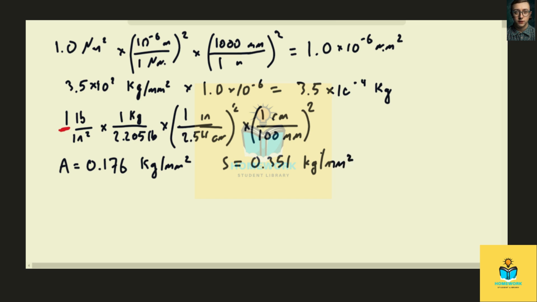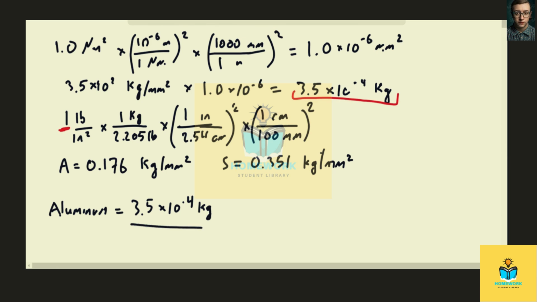Now, using this value right here, I'm going to figure out the millimeter length. How I would do that is pretty simple. It has aluminum first, so let's do aluminum first. Aluminum is equal to 3.5 times 10 to the negative 4th, that's kilograms, over 0.176 kilograms per millimeter squared. And that gives me a value of 0.00199 millimeters squared.